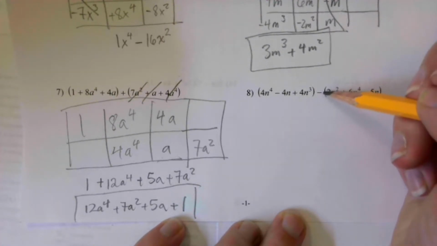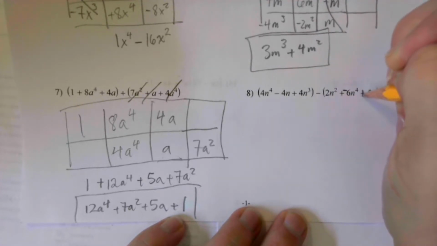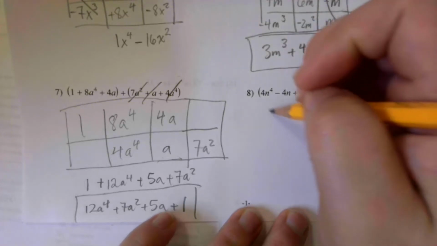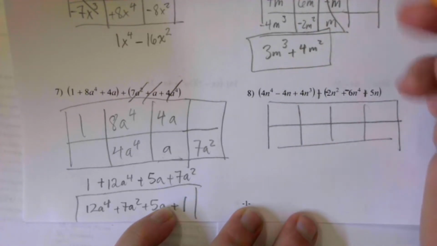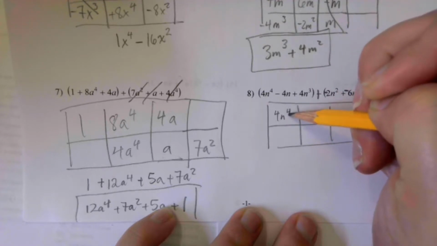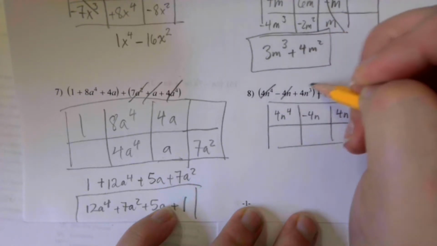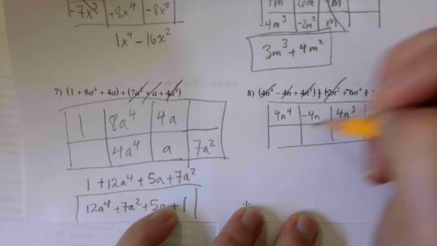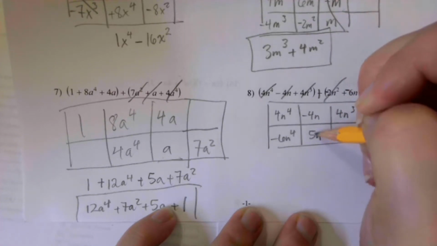Rockin' and rollin'. We've got a subtraction. So the first thing I'm actually going to do is flip, flip, flip. So this is going to go negative, this is going to go positive, and this is going to go negative. 4, 3, n, 4, 2, n. So I'm going to need 4 boxes. 4n to the 4th, negative 4n, 4n cubed. Negative 2n squared, negative 6n to the 4th, and positive 5n.